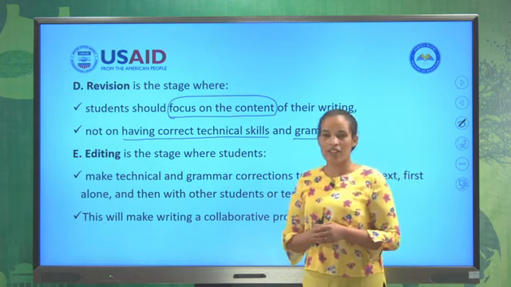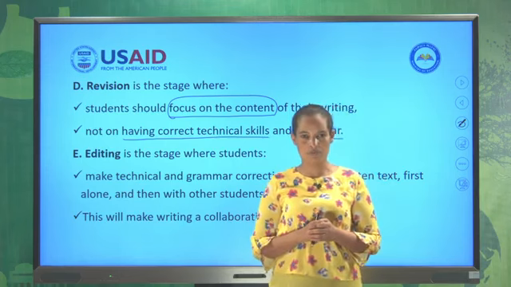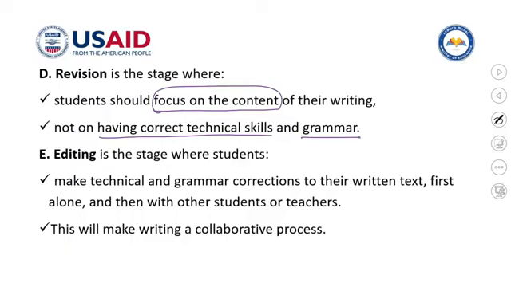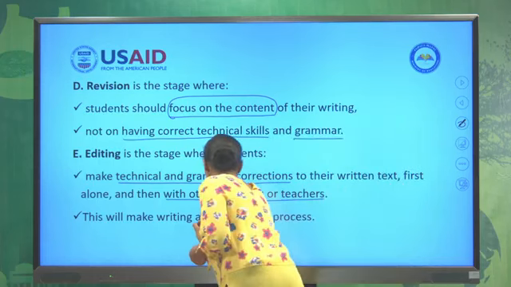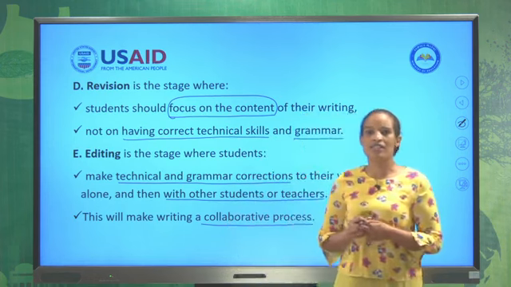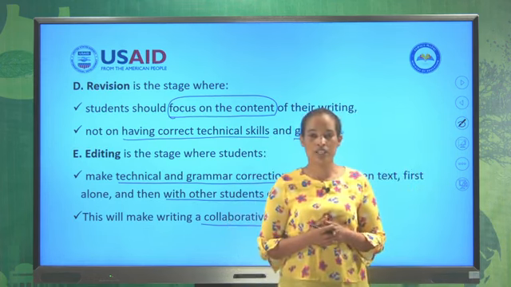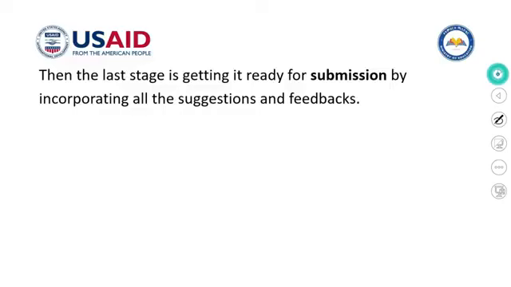The next stage in this model is the editing stage. This is where the students make technical and grammar corrections to their written text. First, they can do this alone or by themselves, and then with other students or teachers. So the editing stage makes writing a collaborative process because they are working together.